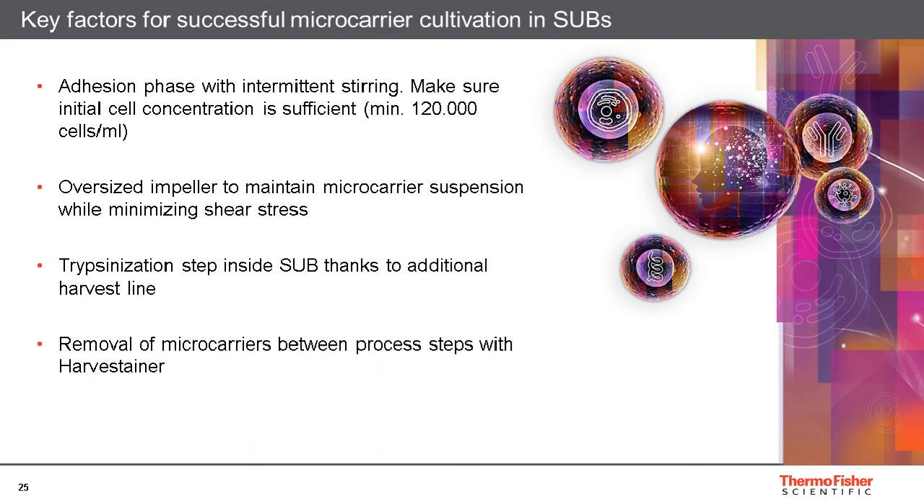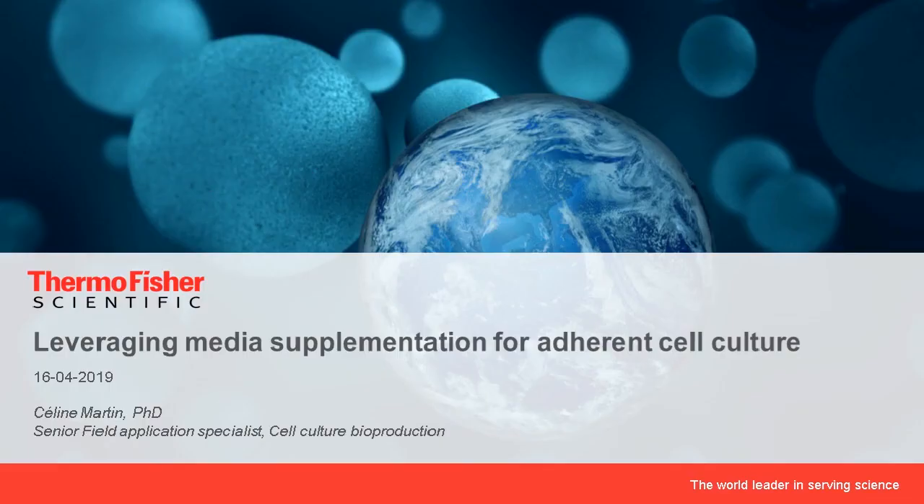But again, it's really important to have enough cells to start with, because cell growth is a bit slow for this kind of cells, so you cannot start with a very low seed. It's important to have an oversized impeller. That's what we noticed, to keep everything suspended with low shear stress. And the trypsinization step inside the bioreactor was a real advantage. It makes everything much faster and much more efficient, thanks to the removal of microcarriers with the Harvestainer. And this was the end of my presentation.